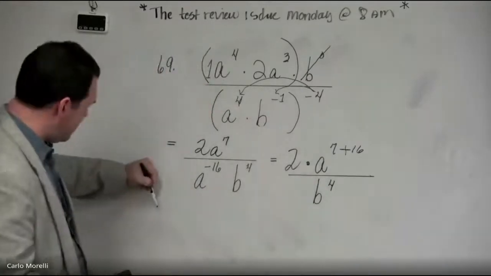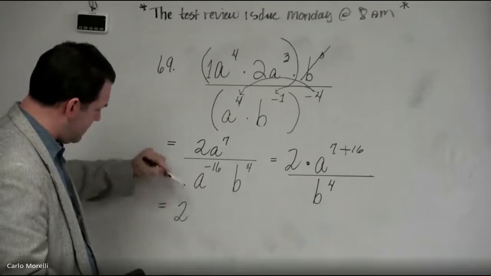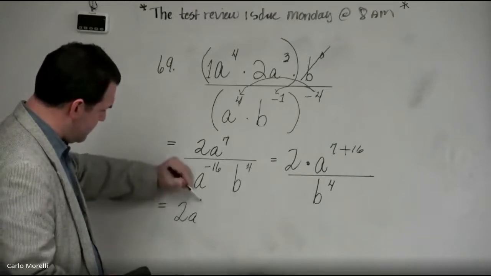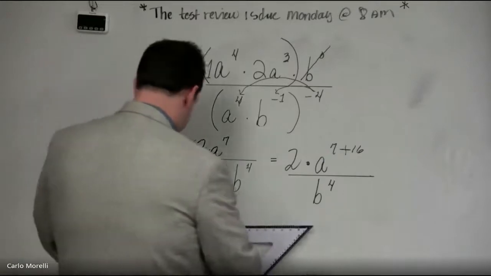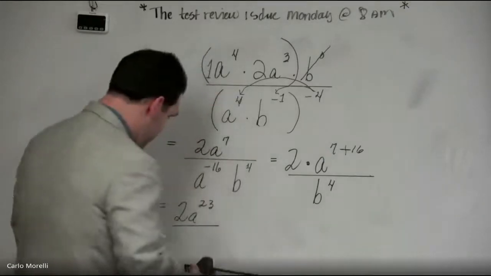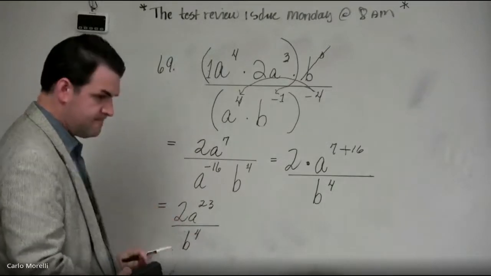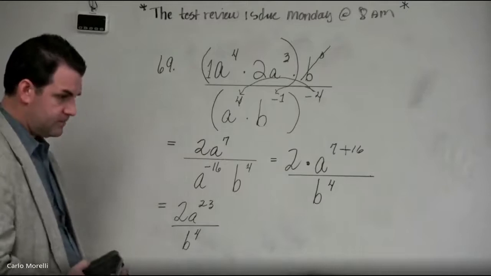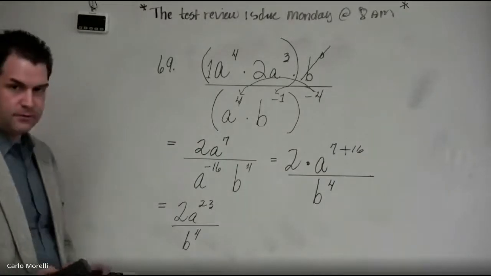So down here, I've got 2a to the 23rd power over b to the fourth power. And that's how you do number 69.